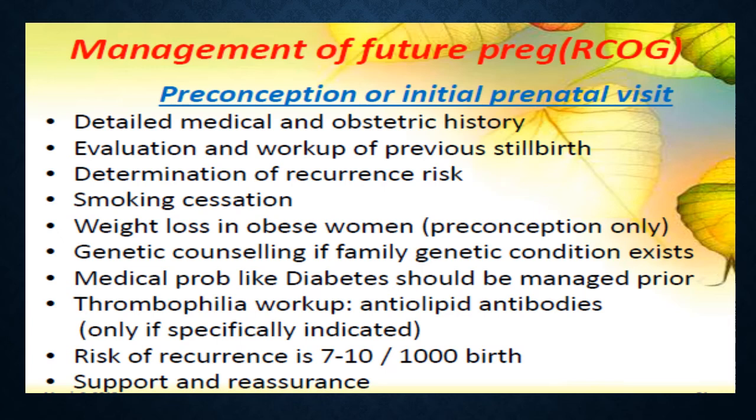But you have to pay attention to the management of future pregnancy in several stages. First, preconceptionally, or at the initial prenatal visit, you have to take a very detailed medical and obstetric history about the previous pregnancy and what happened there, evaluation and workup of the previous stillbirth, determination of the recurrence risk for recurrent causes, smoking cessation, weight loss in obese women, and this is very important, genetic counseling if there is any genetic condition existing, medical problems like diabetes, thrombophilia workup. You have to give a lot of support and reassurance during this.